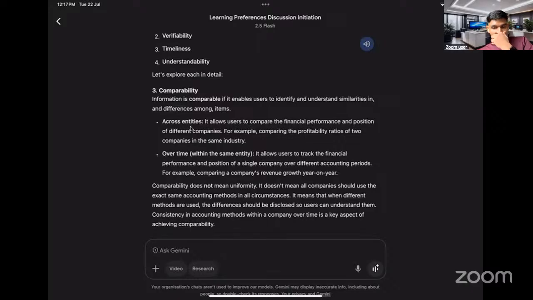So comparability does not mean uniformity. It doesn't mean all companies should use the exact same accounting methods in all circumstances. It means that when different methods are used, the differences should be disclosed so users can understand them, and consistency in accounting methods within a company over time is a key aspect of achieving comparability.